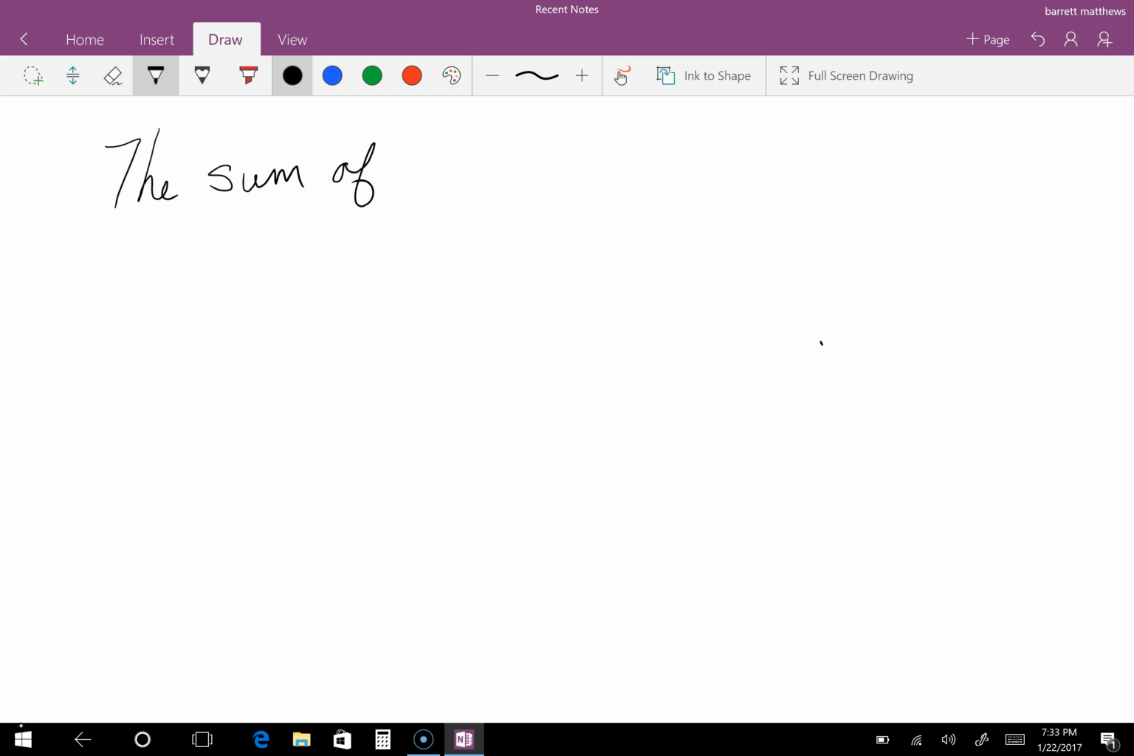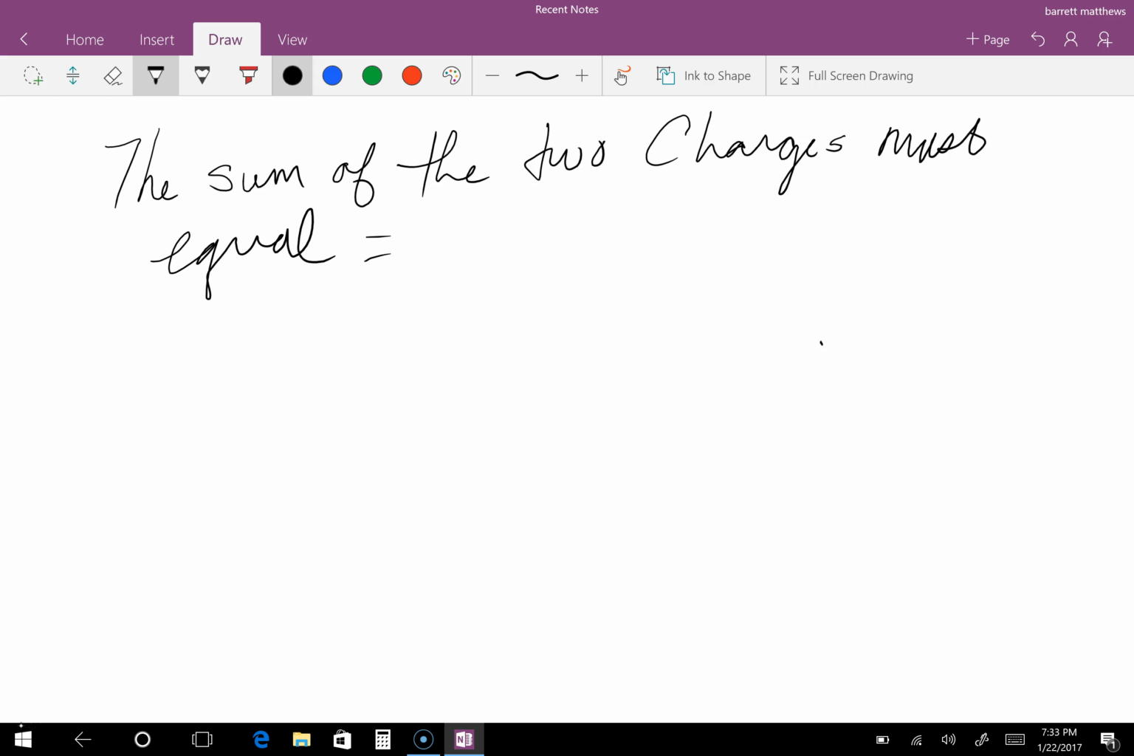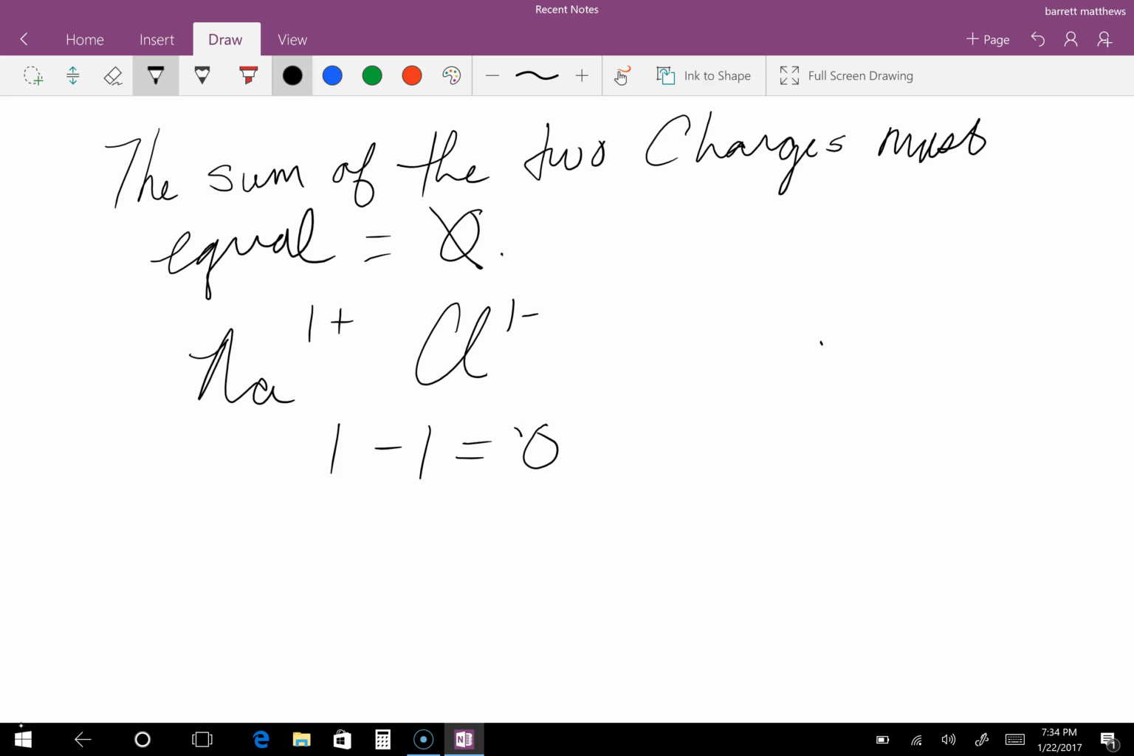So the sum of the charges in the compounds that we are dealing with must be 0. So we're going to take the sum of the two charges, positive and negative, and they must cancel each other to make a 0. And this is how we know the formulas. For example, sodium is +1 and chlorine is -1. So sodium chloride is 1 minus 1 or 0.